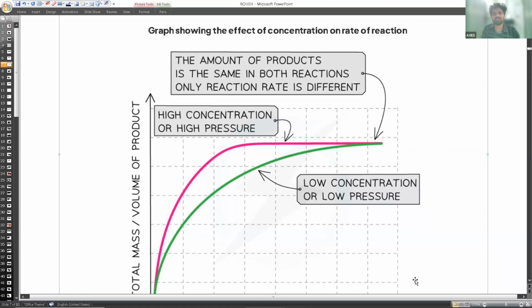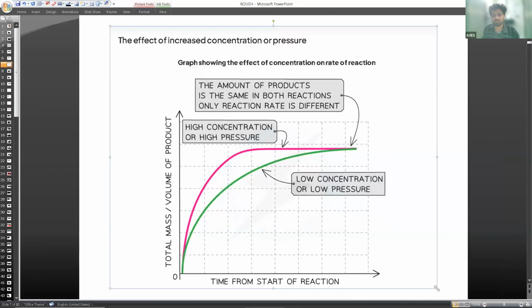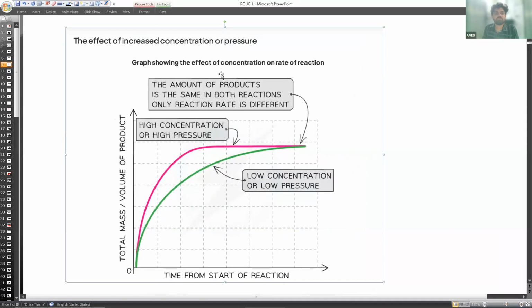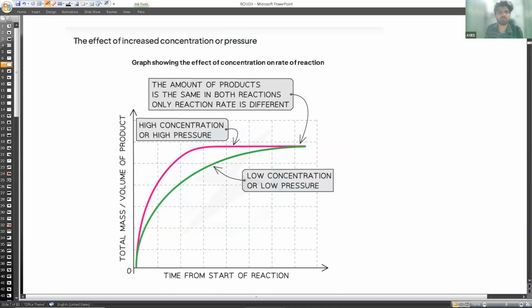What do you understand by this graph? What information did you get from this graph? That the effect of increase in concentration or pressure. If I'm talking about the effect of increased concentration or pressure, it doesn't affect the reaction. No, it's the effect of increase in concentration or pressure. If both are increasing together.